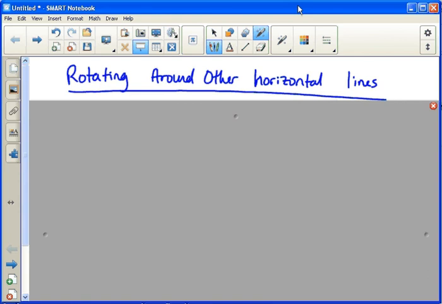In the previous lesson, we looked at how to find volume when we're rotating an object around the x-axis. If you think about it, the x-axis is just a horizontal line, y equals 0. Today we're going to look at how to rotate around other horizontal lines, things like y equals 3, or y equals 7, or y equals negative 2.